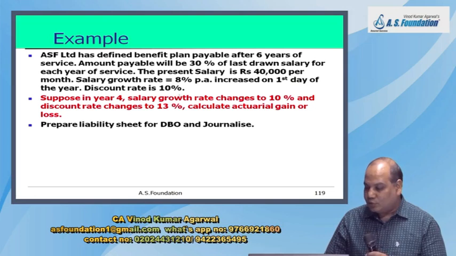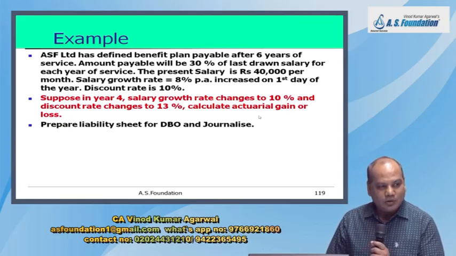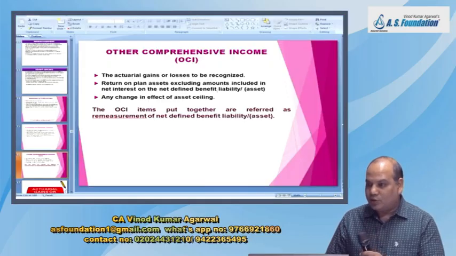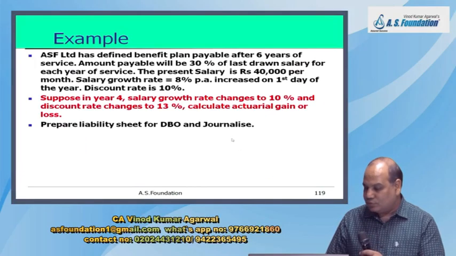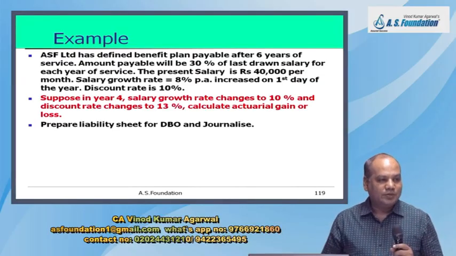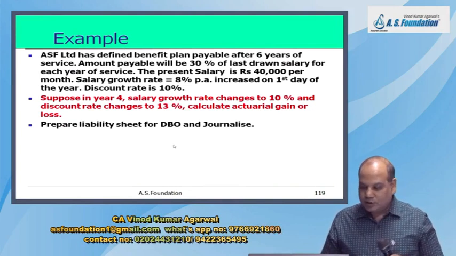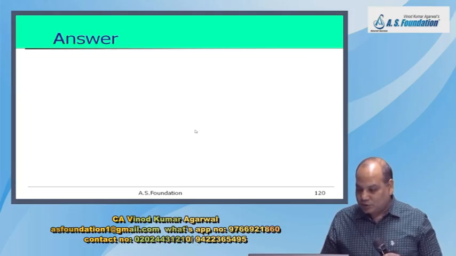So now what you have to do is recalculate your liabilities using the revised variables. And then you have to see what I have already recognized and what I should have recognized. That difference will go as actuarial gain or loss. So practically you can imagine this calculation they have to do almost every year and for so many employees. And that is why they charge a lot of fees. Prepare liability sheet for DBO and journalize.